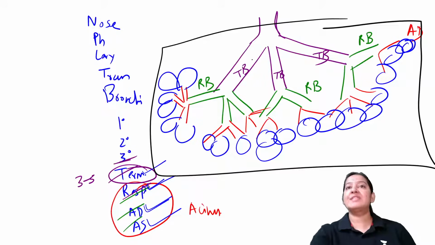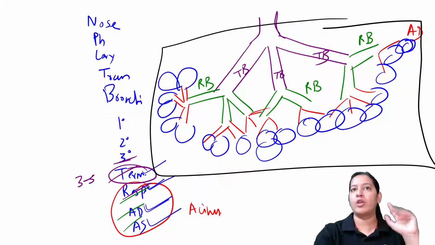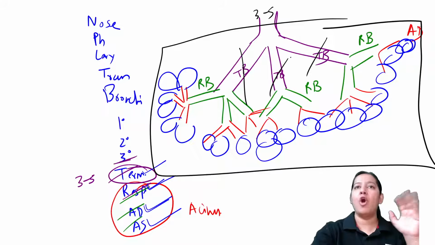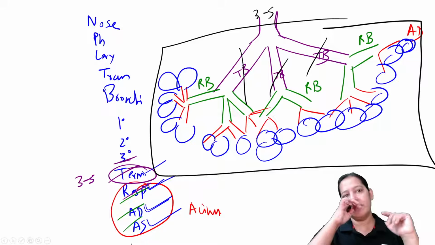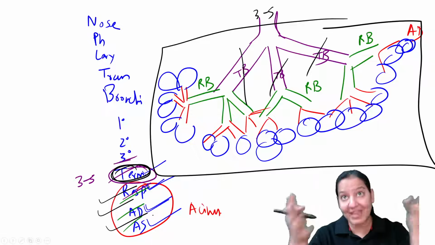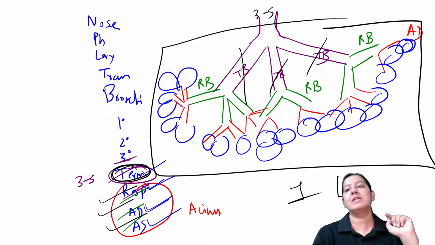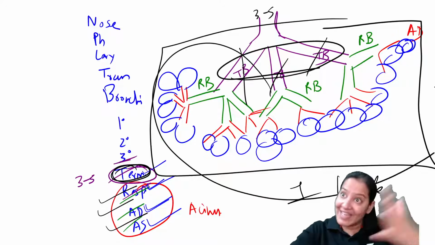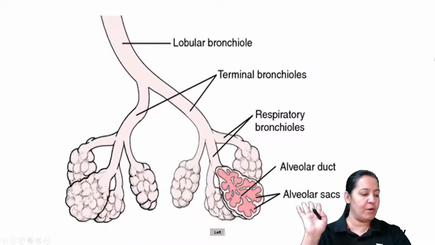This is defined as 3 to 5 terminal bronchioles. Terminal bronchiole 1, 2, 3. 3 to 5 terminal bronchioles along with all their appendages. Whatever arises from the 3 to 5 terminal bronchioles, all the respiratory bronchioles, alveolar ducts, and alveolar sacs together constitute one lobule. So this is one lobule. So 3 to 5 terminal bronchioles along with all their appendages, that is the definition of a lobule. I want thumbs up from everyone.